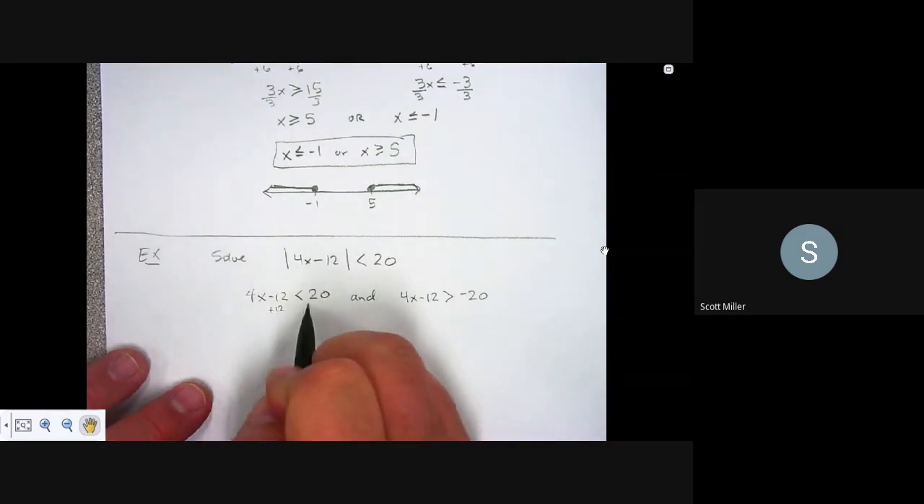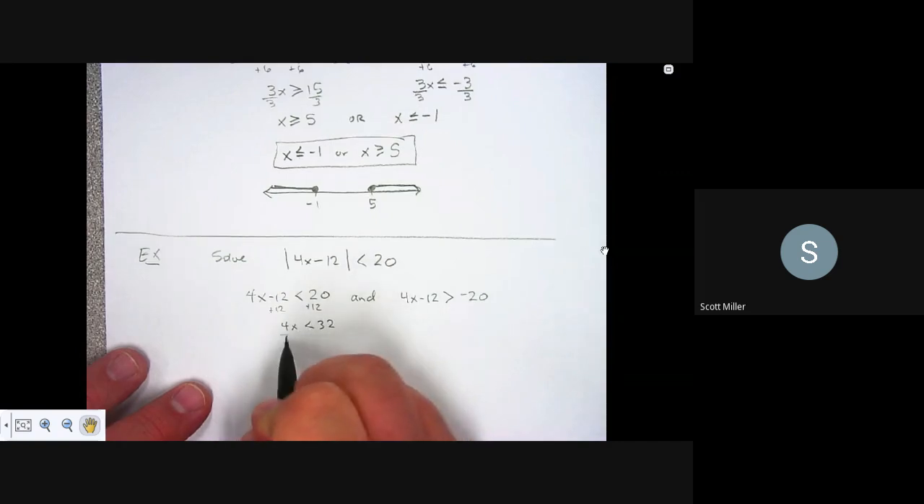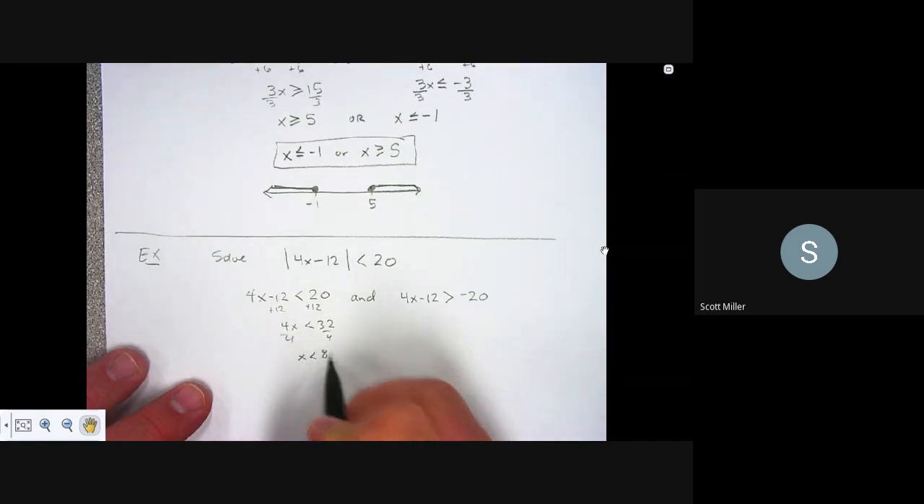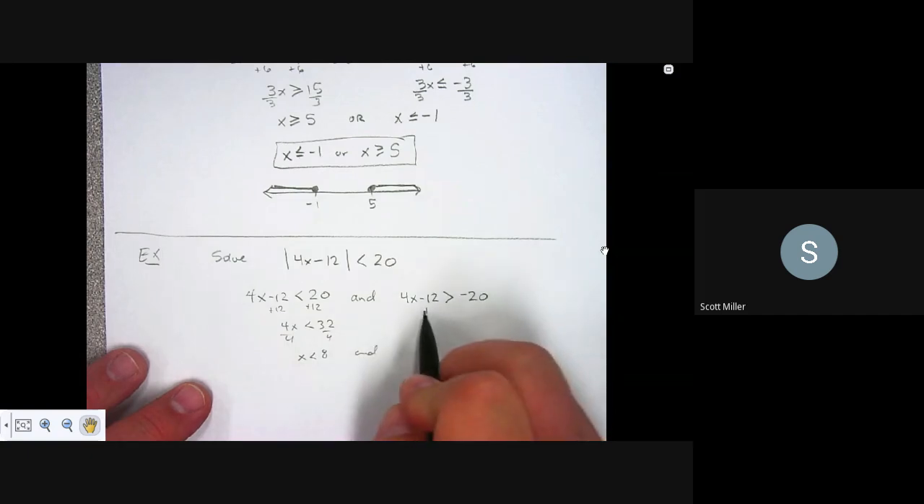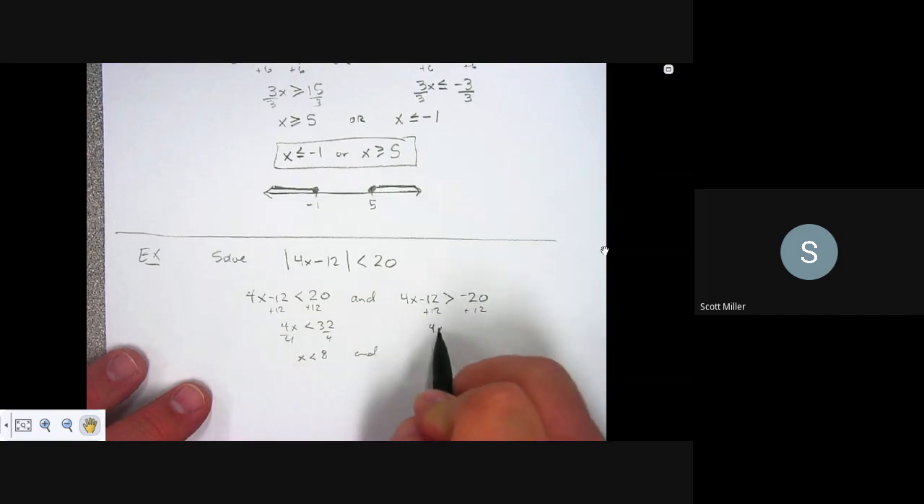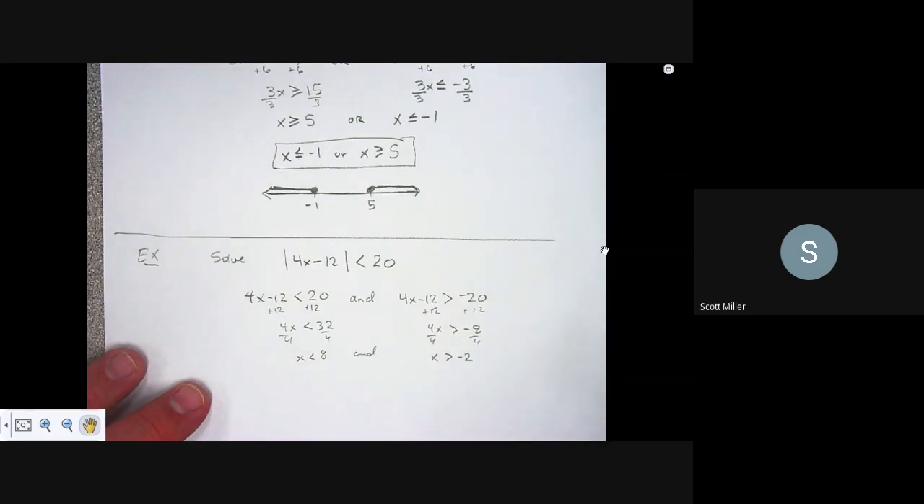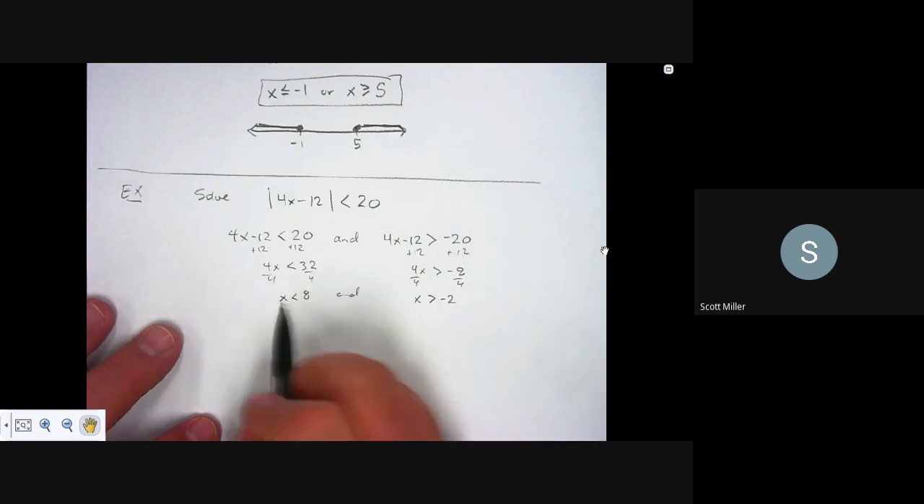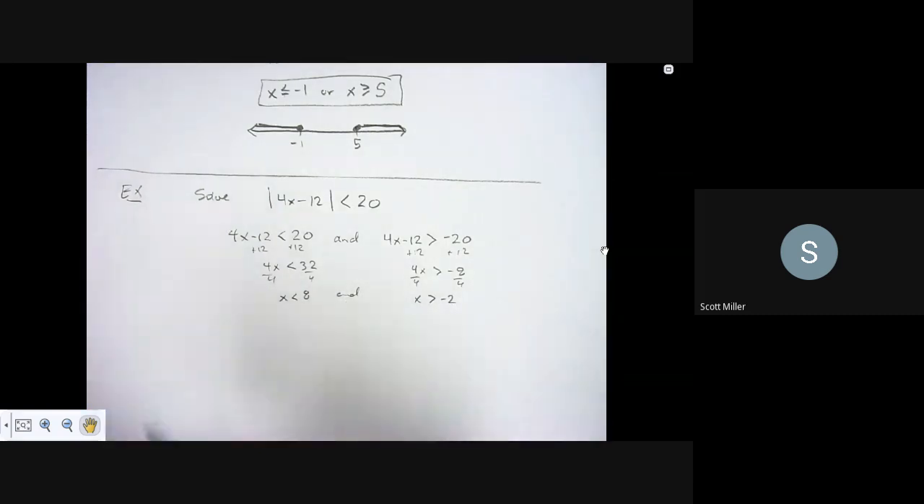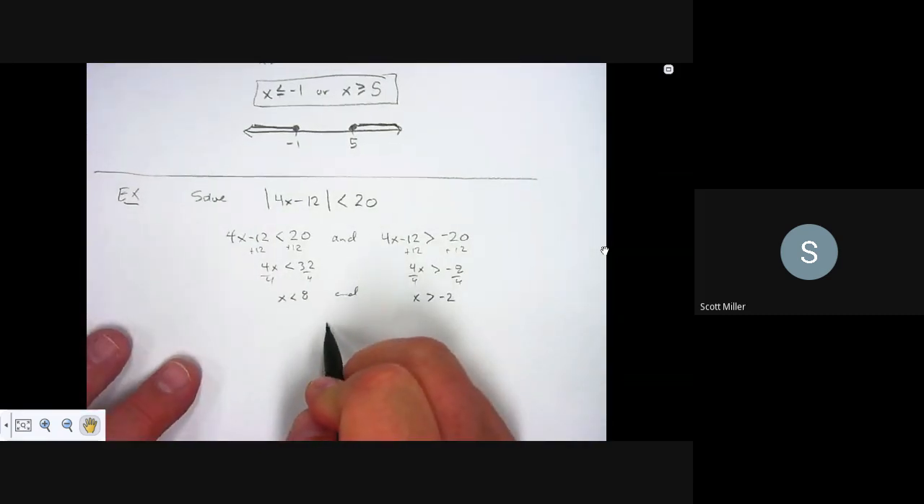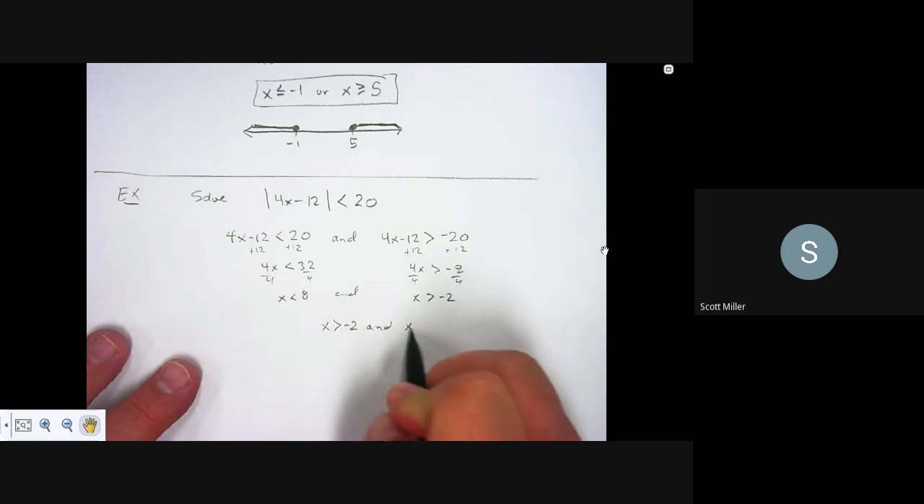So we're going to add 12. We got 4x is less than 32. Dividing by 4, x is less than 8. And again, you got 4x is greater than negative 8. Divide by 4, and so x is greater than negative 2. So x is greater than negative 2, but less than 8. So the "and" means we're in between. So you can rewrite it this way, again putting the negatives first. So x is greater than negative 2, and x is less than 8.